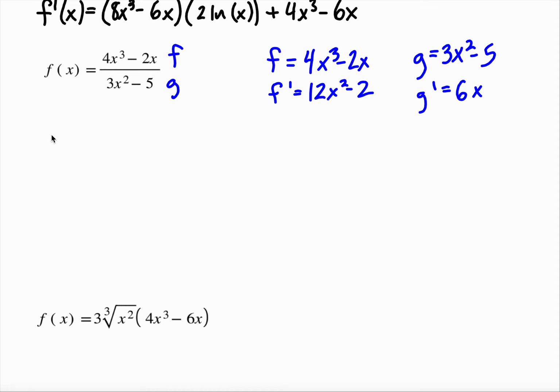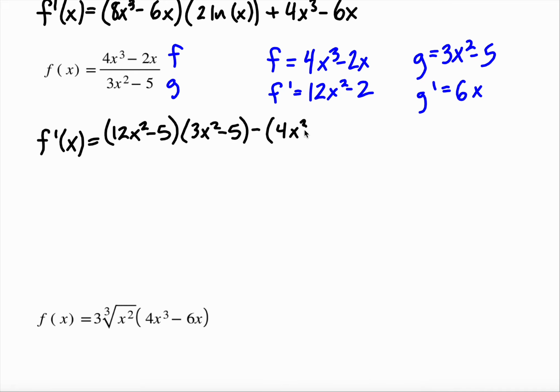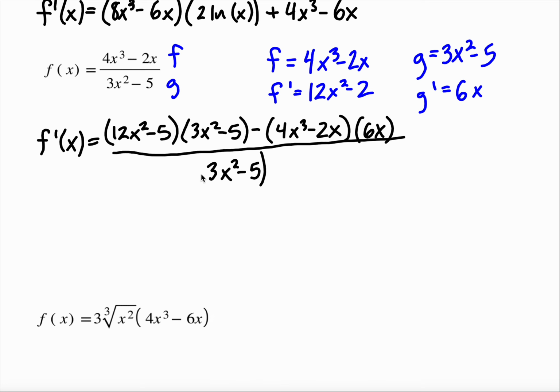Okay, so now I'm going to write out my formula here. And I'm going to get f prime of x equal to f prime g minus f g prime. Okay, so this is going to require some simplifying, but we'll do this in a second. So f prime, I'm going to go ahead and put that in parentheses. And then my g is 3x squared minus 5. And then minus f g prime, right? So 4x cubed minus 2x times g prime, which is 6x. And this is all over 3x squared minus 5, quantity squared. Okay, because we're going to take that g squared.